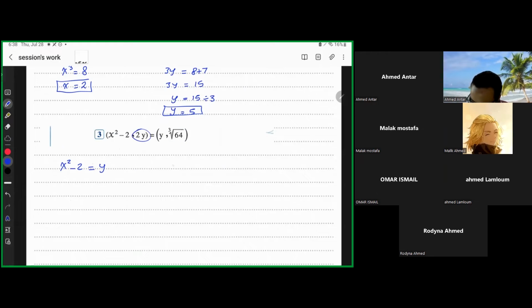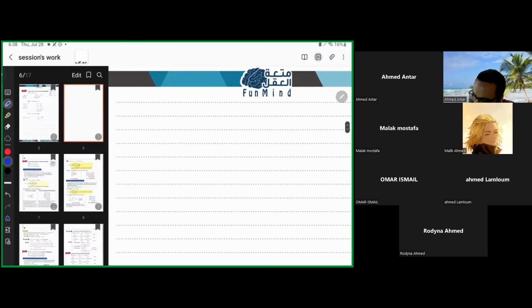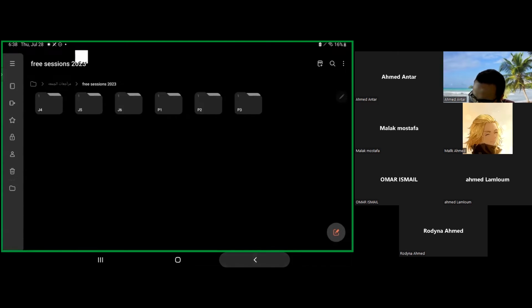2y equals what? Equals cubic root 64. Firstly, cubic root 64 equals what? No calculator now, it's so easy without the calculators. So let us write this note, or let us get it from here.